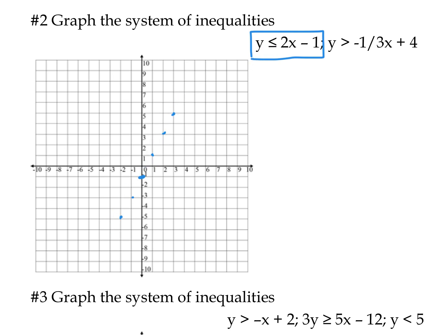So we're going to have a solid line that goes through those points. Now we have to figure out what side to shade.